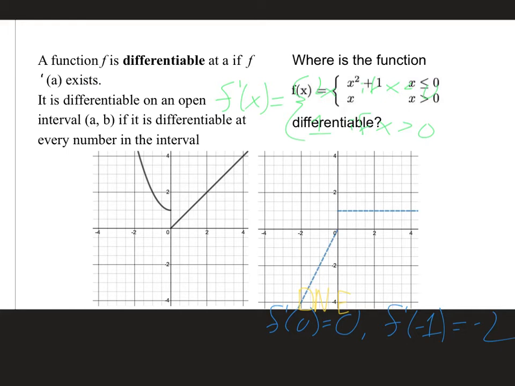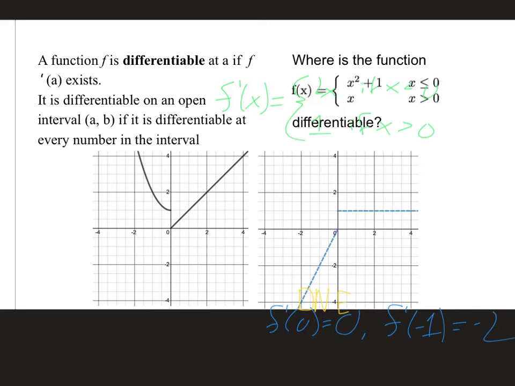Sometimes you'll be asked about a particular point: is this function differentiable at 0? Other times you'll be asked about an interval: on what interval is this function differentiable? And it's very, very similar to continuity. It's not exactly the same, but it's very similar. If we're differentiable at a particular point, then when they ask us, on the interval, where are we differentiable? You're just looking for those things that we know happen when we fail to be differentiable. So let's look at a couple different examples of not being differentiable.